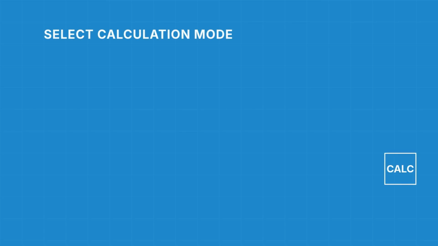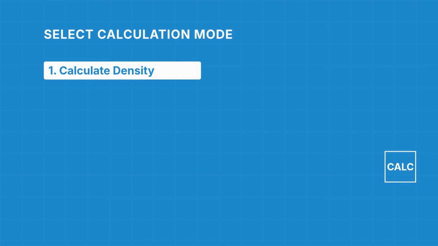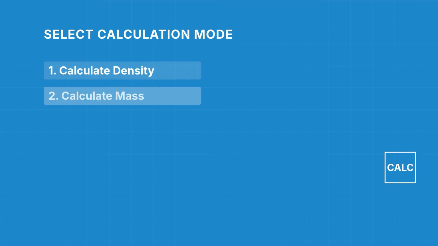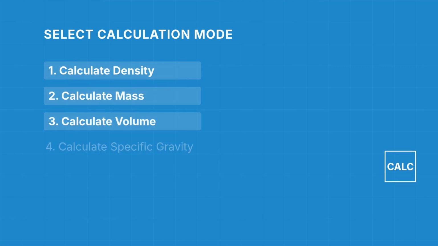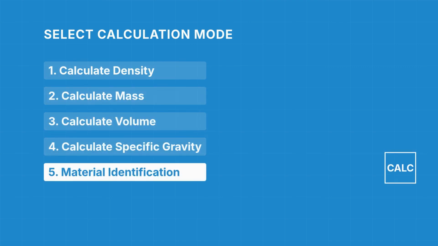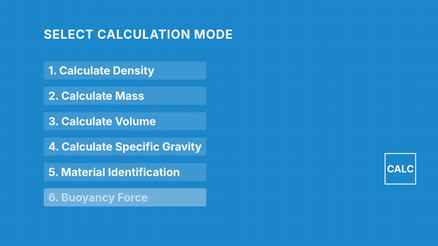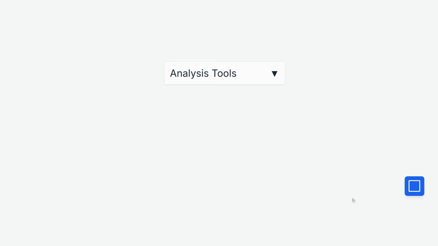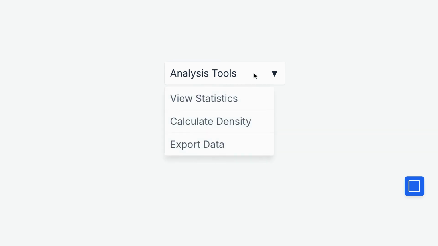This calculator features 6 calculation modes. Under Select Calculation Mode, you'll find Calculate Density, Calculate Mass, Calculate Volume, Calculate Specific Gravity, Material Identification, and Buoyancy Force. For today's demonstration, I'll select Calculate Density.